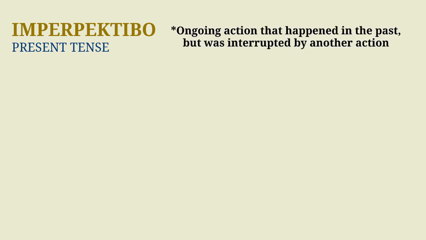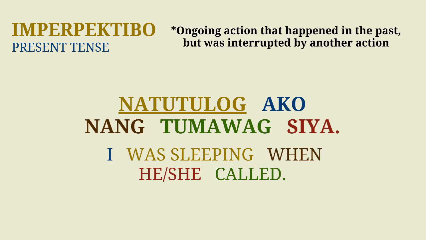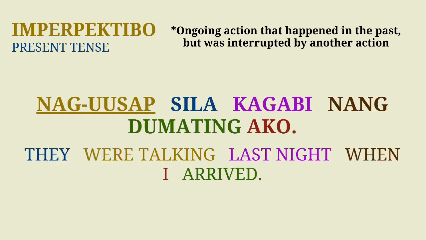I will give you some examples. Natutulog ako nang tumawag siya. So the verb that's in the imperpektibo or present tense in this example is this one, okay? Natutulog is the action that is ongoing before it got interrupted by another action. Isa pang halimbawa, nag-uusap sila kagabi nang dumating ako. Now, how about this one? So, the verb that is in the imperpektibo tense is nag-uusap. So, they were talking. So, it's an ongoing action before it got interrupted when I arrived.